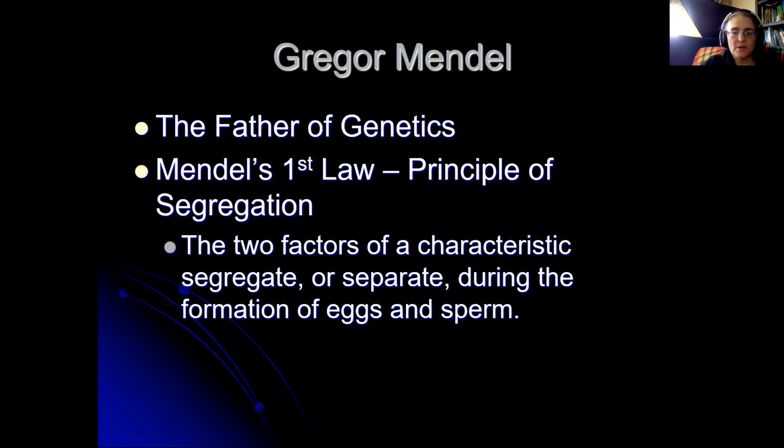But the estimates are he probably grew tens of thousands of pea plants over the course of maybe 8 to 10 years before he wrote his two papers. His first paper, he presented what was called the principle of segregation, became known as Mendel's first law. And what this paper says, what this principle of segregation says, is that two factors of a characteristic segregate or separate during the formation of eggs and sperm. Okay.